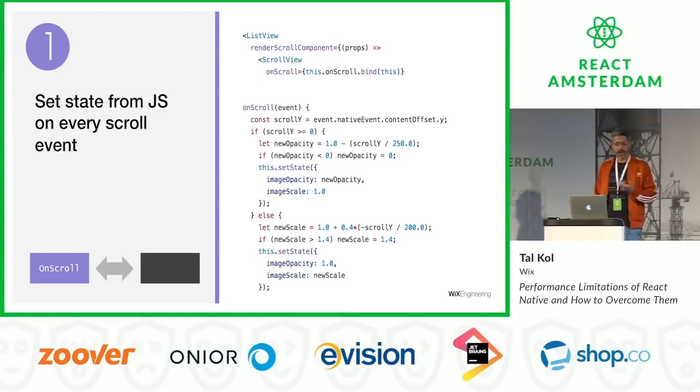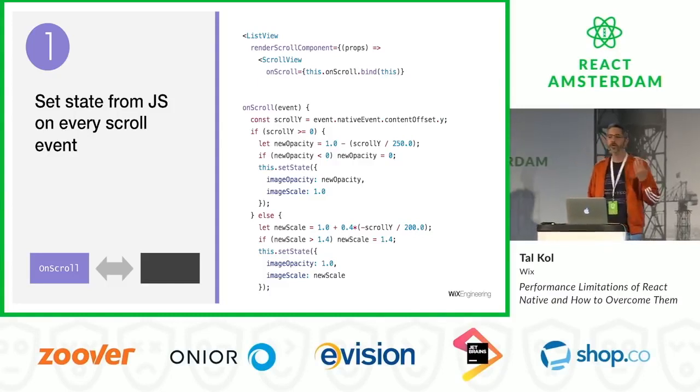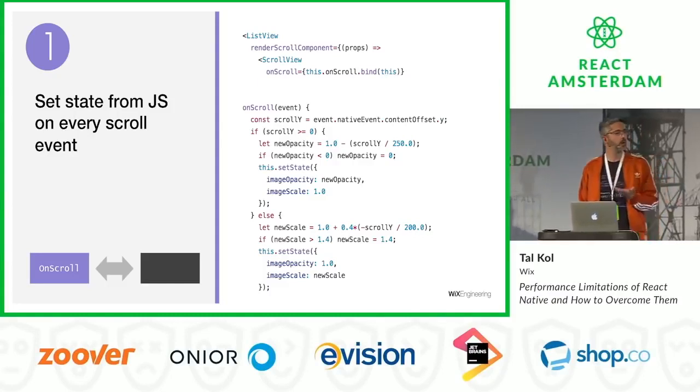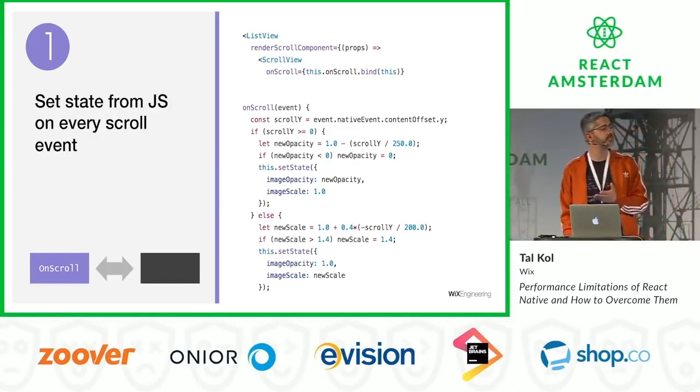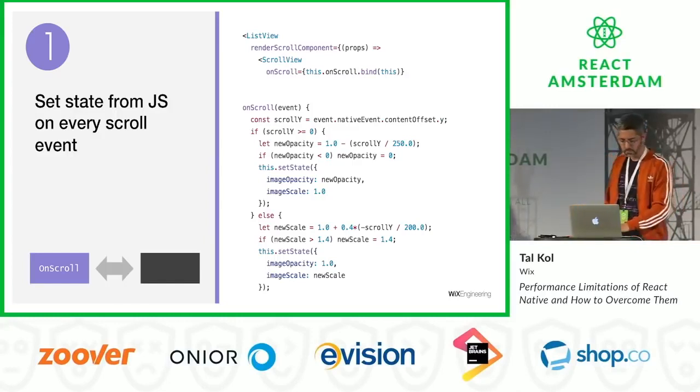Our onScroll event handler will run every time the scroll position changes, and it simply takes the scroll position and checks. If the scroll position is positive, that means that the user is scrolling downwards, and then we want to dissolve, so we will change the opacity from 1 to 0. If the scroll position is negative, this means that the user is scrolling upwards in an overscroll, so we'll change the scale from 1 to 1.4. Very simple, and once we calculate the new values, we will just set state and re-render the image.